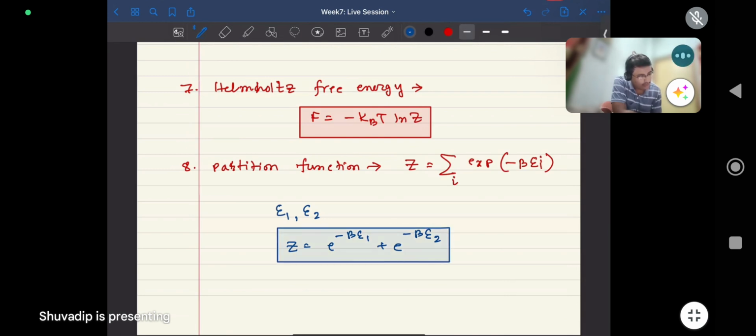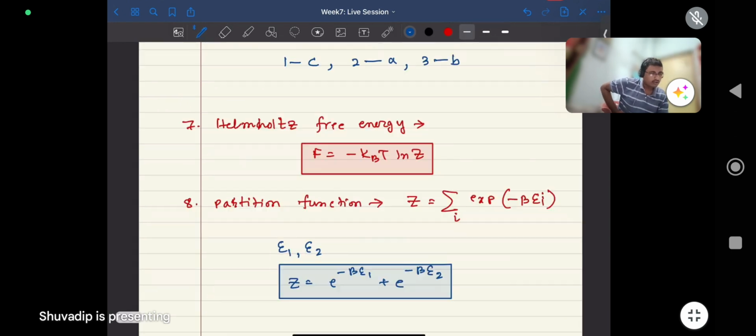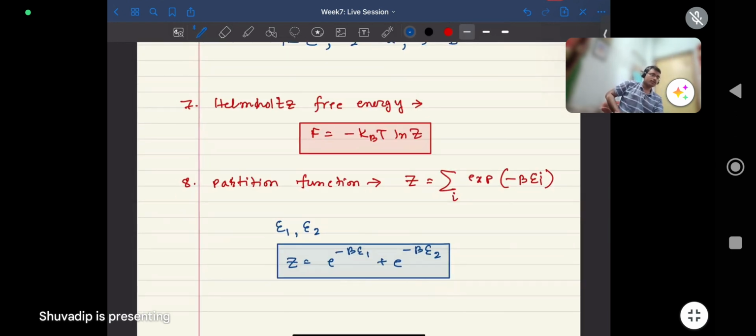Now if you take minus kBT ln of Z, that will give you the free energy. If you want to calculate average energy, you can calculate from this. If you want to calculate something else, like average square of energy, or standard deviation, all these can be calculated from this partition function.